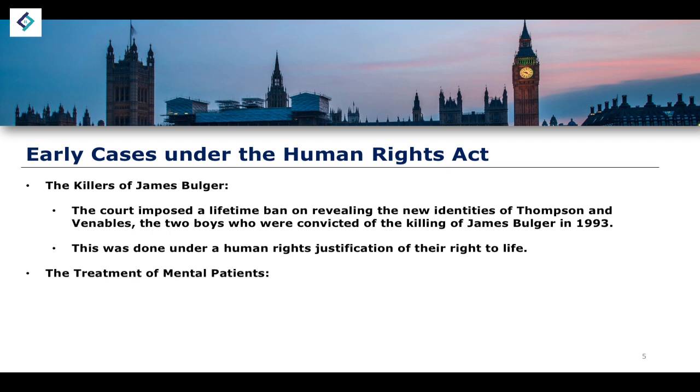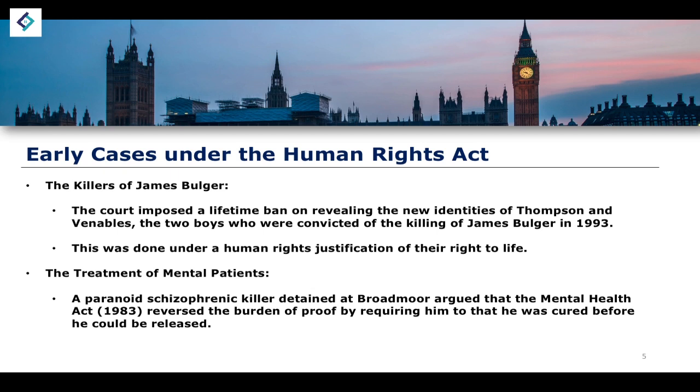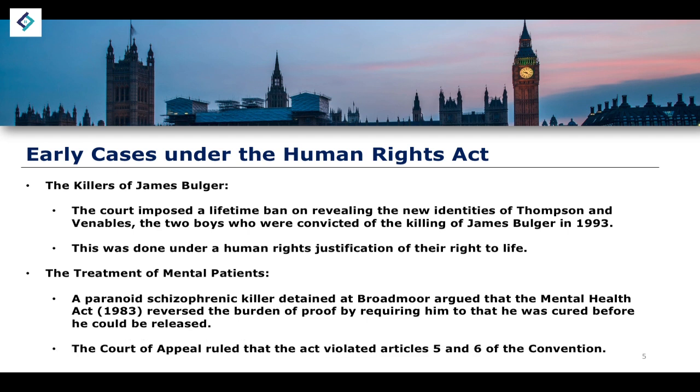We also have the treatment of mental patients. A paranoid schizophrenic killer was detained at Broadmoor and argued that the Mental Health Act of 1983 had reversed the burden of proof, which essentially required him to prove that he was cured before he could be released. And that was the question here: does this burden of proof reversal conflict with the Human Rights Act? And the Court of Appeal ruled that it violated both the Human Rights Act as well as Articles 5 and 6 of the European Convention.